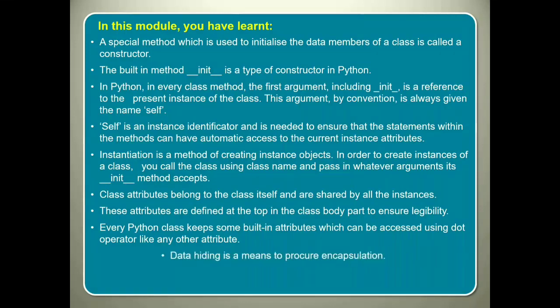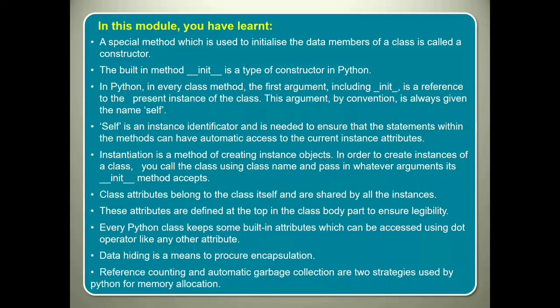Data hiding is a means to procure encapsulation. Reference counting and automatic garbage collection are two strategies used by Python for memory allocation.